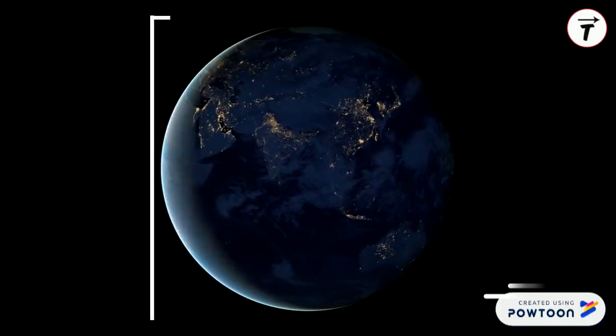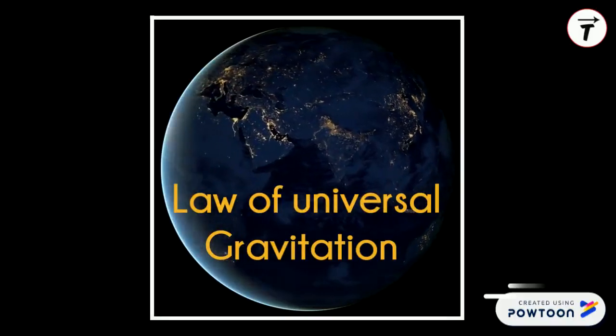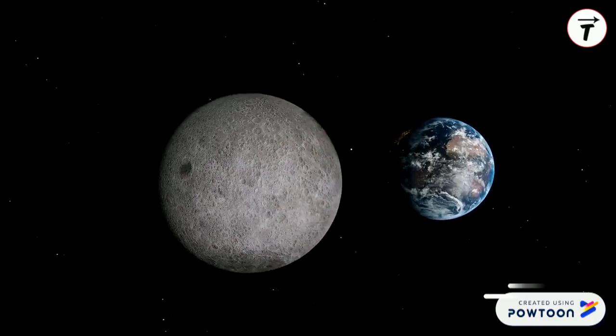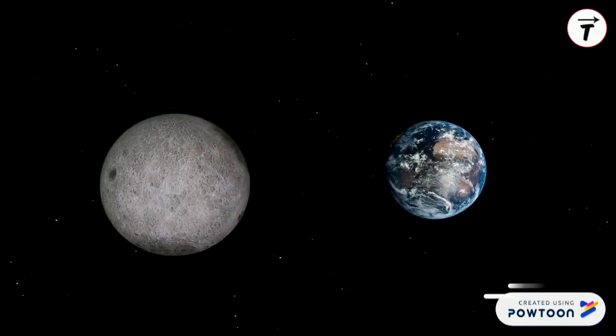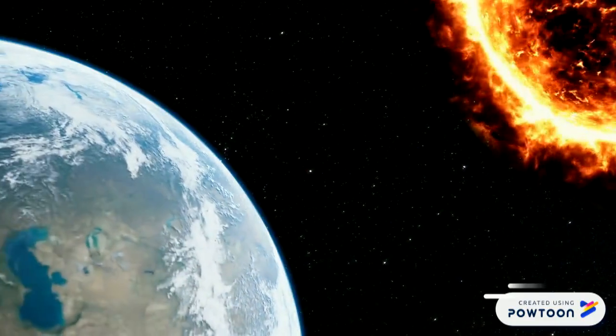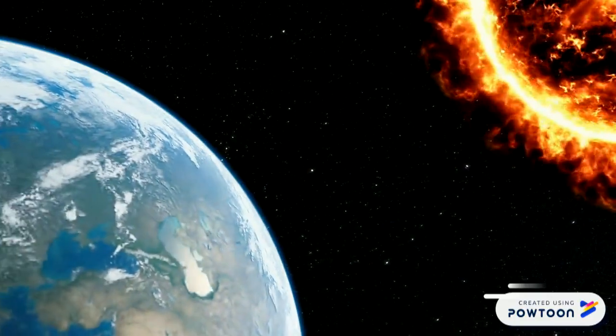Hello, in this video we will explain Newton's law of universal gravitation. Newton knew that if an object is not moving in a straight line with a constant velocity, then a force is responsible. How can we describe the motion of objects in space?